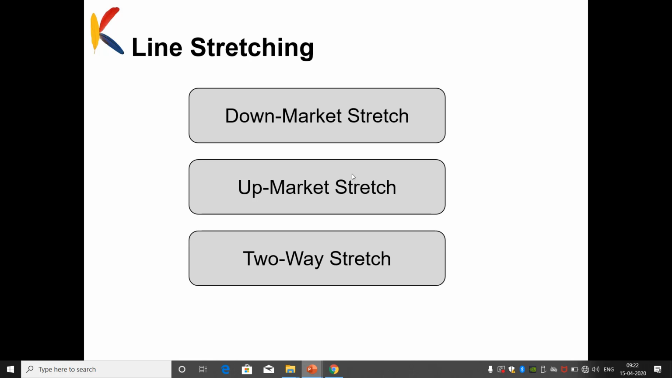Similarly, Maruti Suzuki, an automobile manufacturer, is into low end consumers, and they have more products priced at less than 10 lakh rupees. So they have tried an up market stretch by introducing products like Brezza and Kia. So they have done the up market stretch. And Tata Motors have generally done a two-way stretch. They came up with low-end brands like Nano, and they also acquired very high-end brands like Jaguar and Land Rover. So that is called two-way stretch.